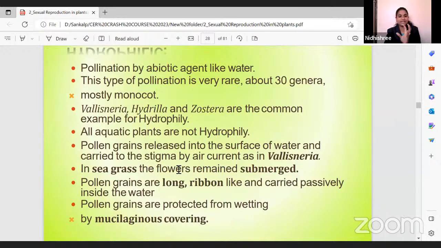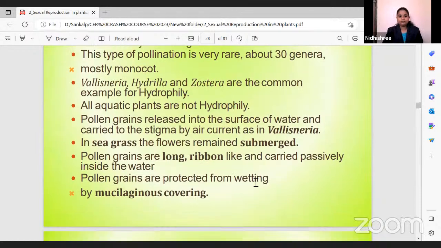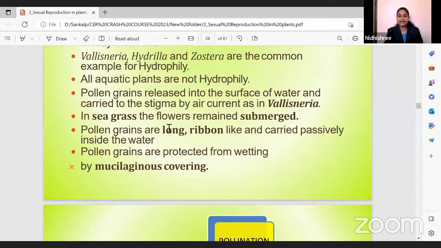Usually this occurs in aquatic plants. In sea grass, the flowers remain submerged, that is, the flowers remain inside the water. So there, hydrophilous pollination takes place. The pollen grains in sea grass will be long and ribbon like so that they can travel.